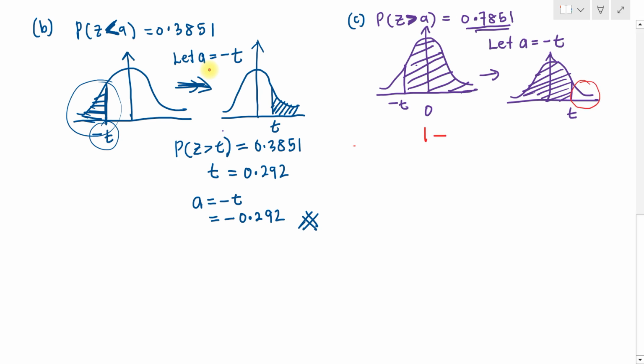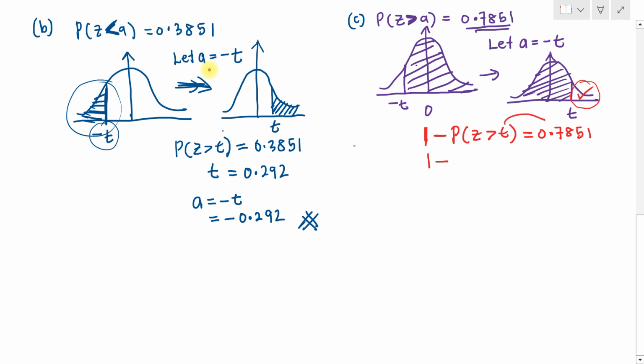So 1 minus. We are reading the opposite side, right? So make sure you put 1 minus probability Z greater than T. You can only read this from your table, but then you want the opposite thing, so 1 minus the thing. And this is equal to 0.7851. If you search for 0.7851 in your standard normal distribution table, you are not going to find it, because the maximum you can find is 0.5. That's the proof. You need to make a modification first.